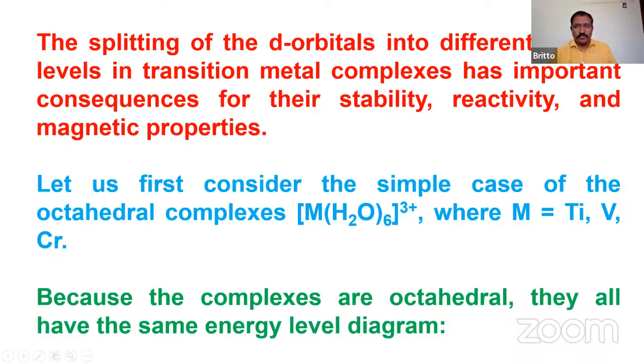Suppose we consider the hexa aqua complex, M(H2O)6 3+. It's a cationic complex where M is titanium, vanadium, or chromium. Because the complexes are octahedral, they all have the same energy level diagram. That is, the titanium hexaqua complex, the vanadium hexaqua complex, and the chromium hexaqua complex all have the same energy level diagram.